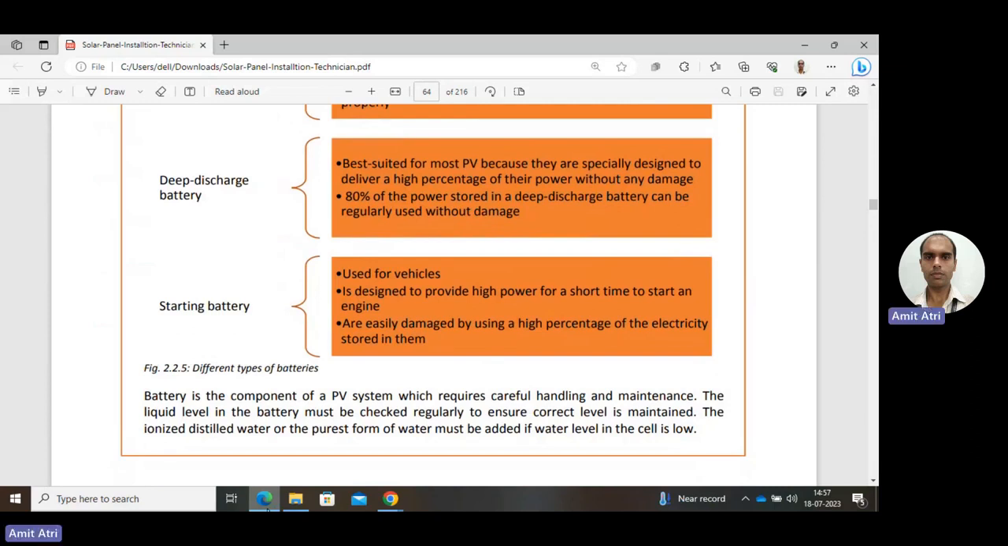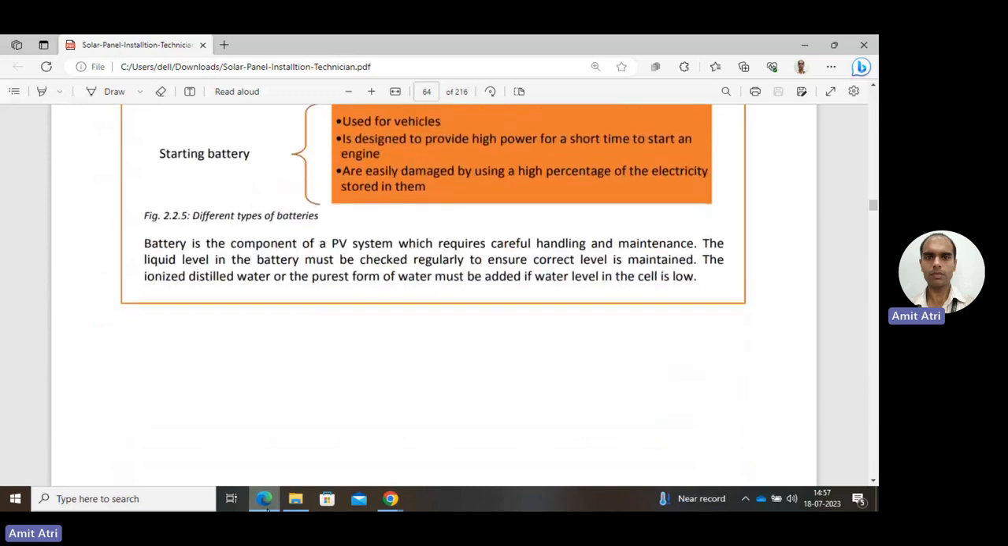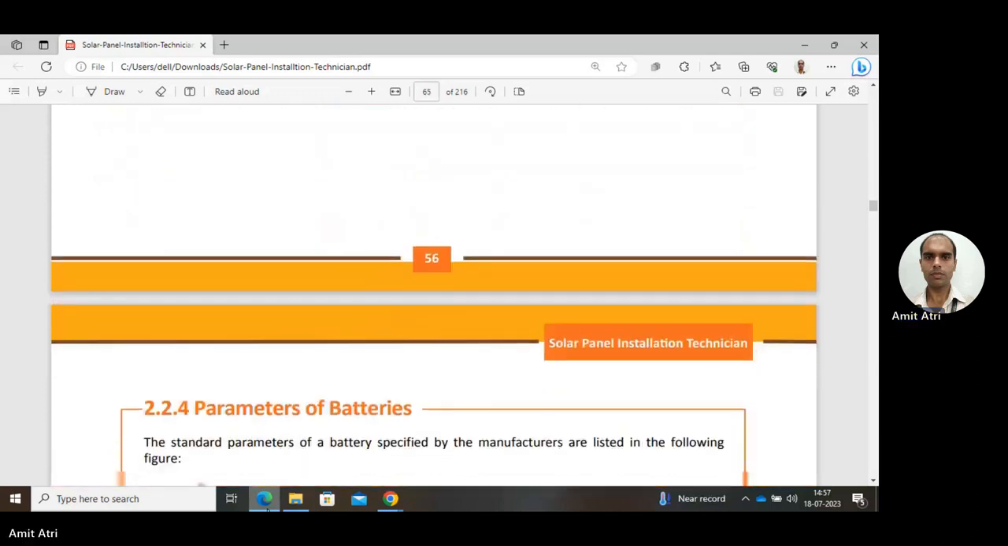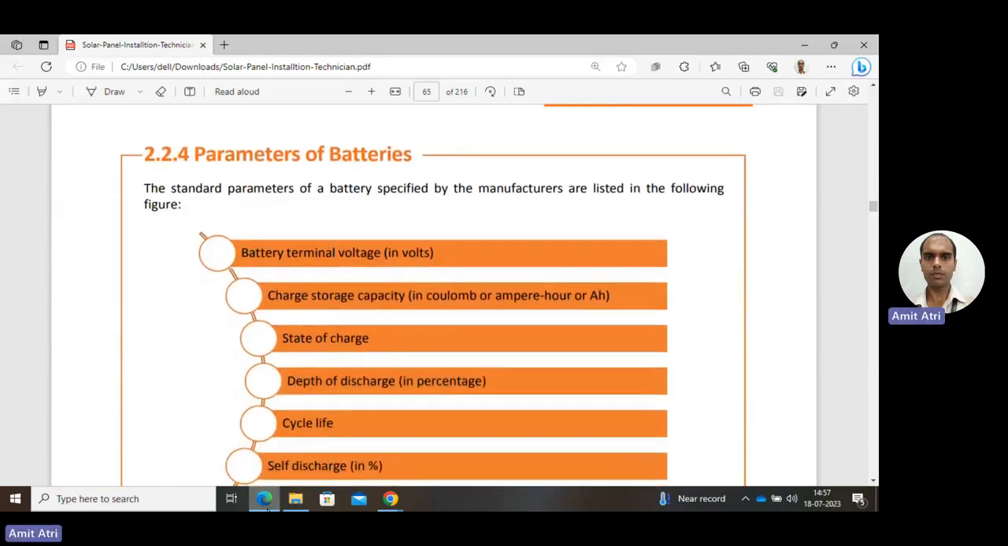Battery that requires handling, proper maintenance. The liquid level should be monitored. If it is low, then we need to add distilled water and bring the water level up to the required mark.